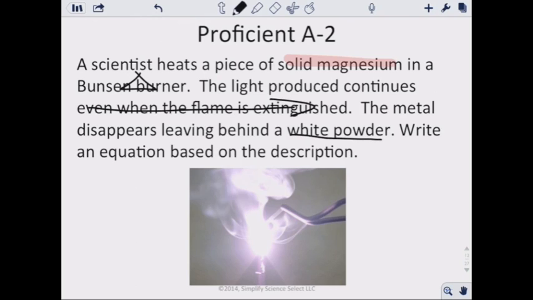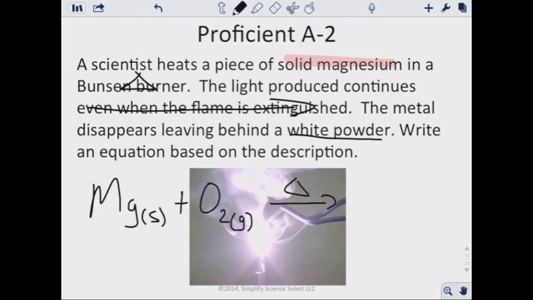Write an equation based on the description. So we got to think. Magnesium sitting there by itself, it's reacting. What could it be reacting with? Well, that magnesium, which is a solid, is going to be reacting with the oxygen in the air. So O2, because oxygen is a diatomic, and it's in the air, so it's a gas. And we put the triangle above the arrow, and it forms a white powder.